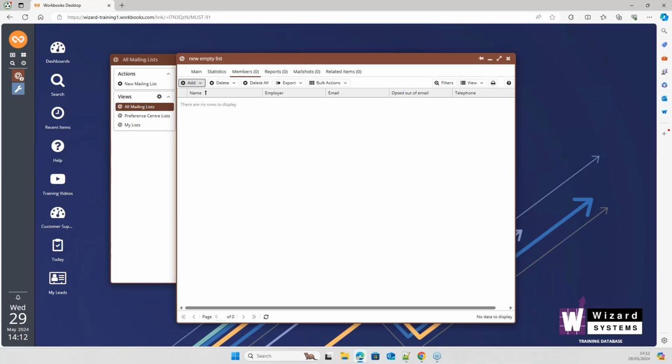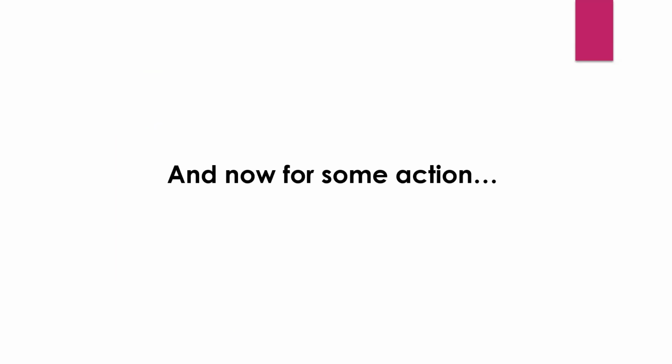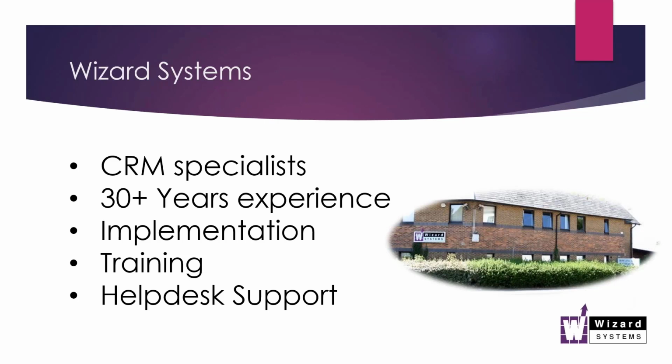Thanks very much, Stuart. And we've covered quite a lot of ground there, haven't we? Beyond just basic list creation, we've covered the preference center. We've touched on bulk actions, different ways of using your mailing list. And when you're getting through that mailing activity, the stats coming back into your Workbooks system so you can fine tune your future mailing activities. Right. Let's see if we've got any questions on the mailing list feature, or indeed anything to do with marketing with Workbooks. You just pop that question in there.